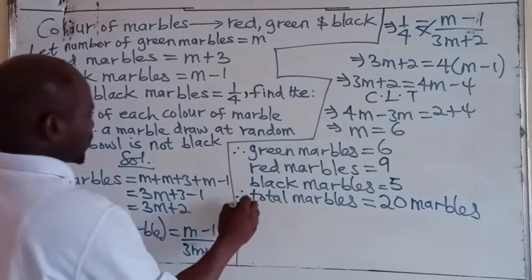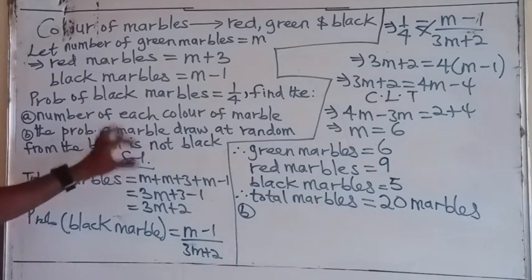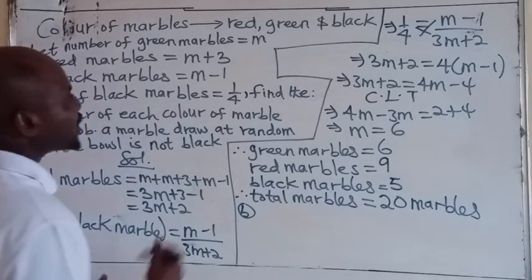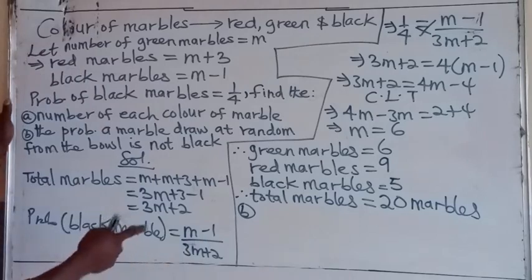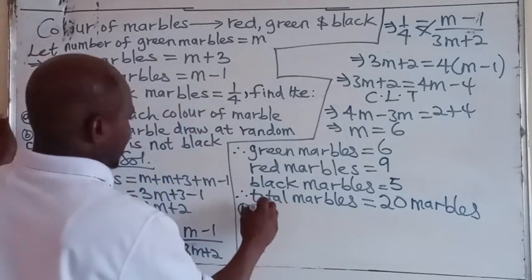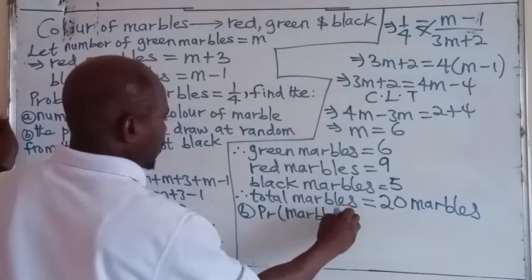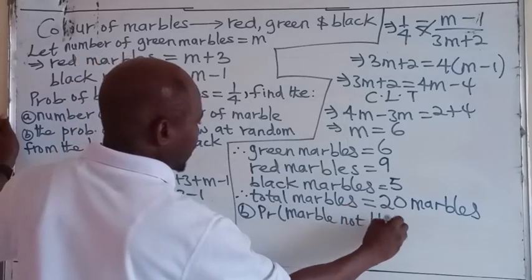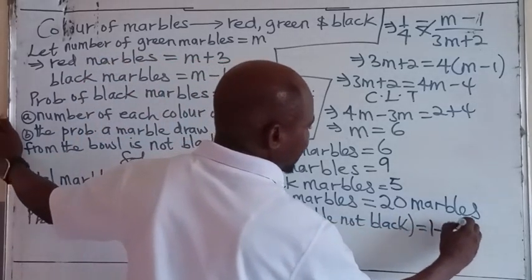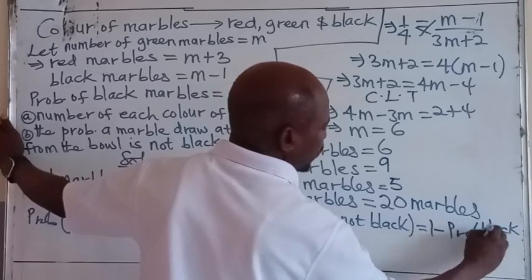Now the B part of the question says, find the probability that a marble drawn at random from the bowl is not black. Now what's the probability that a marble drawn from the bowl is black? 1/4. So probability of a marble not black is equal to 1 minus probability of a black marble.